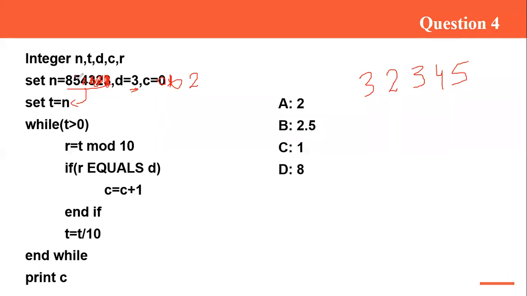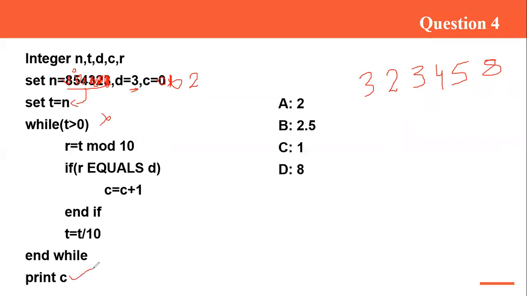Again T by 10. T will become 8. 8 mod 10 will get 8. 8 equals 3. False. It will not increment the count. T equals T by 10. T will become 0. 8 by 10 is 0.8, or 0 as an integer. So 0 greater than 0. Is it true? False. Now the while loop is terminated.